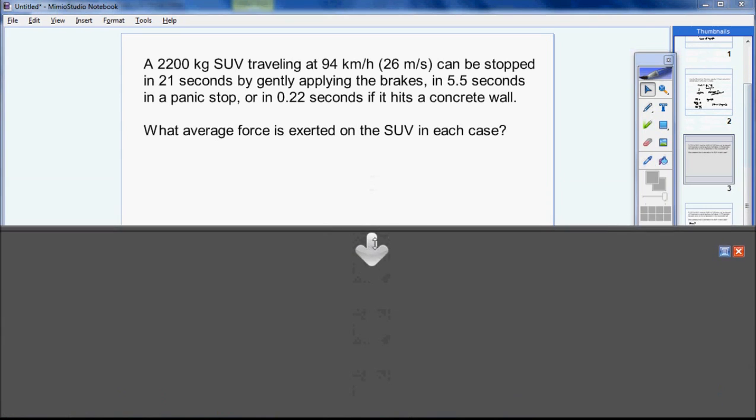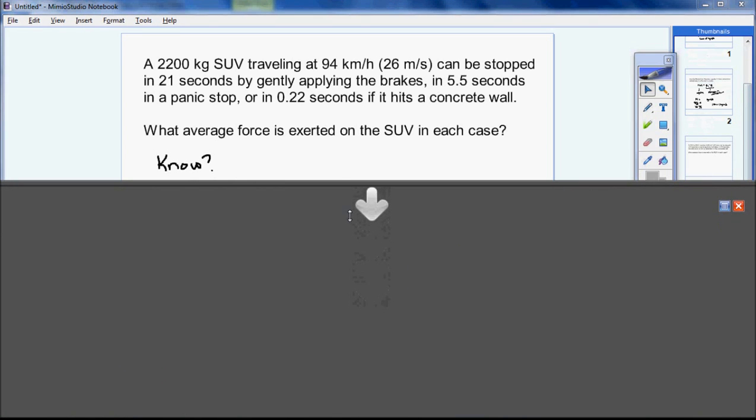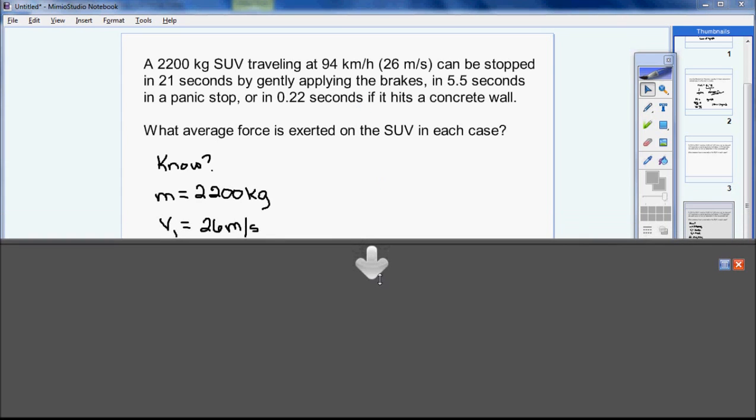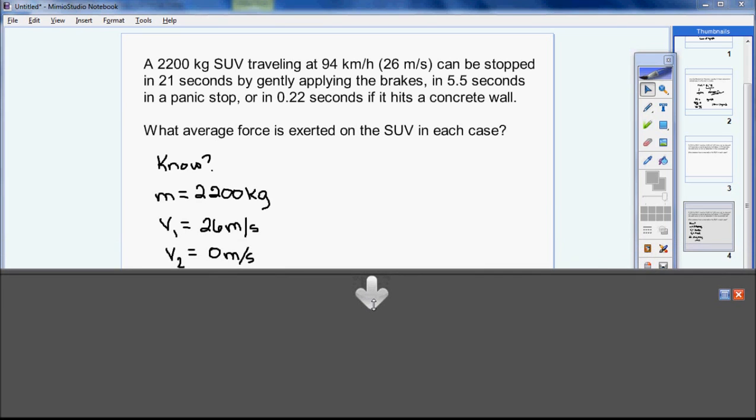Okay, so let's organize some information here. What do we know? First of all, we know the mass of the SUV. That's not going to change. Even when it hits the concrete wall, even if a piece or part flies off, we're still talking about the SUV as a whole. We know the starting velocity. That's pretty easy to find: 26 meters per second. We're going to use the meters per second value because all of the equations are using the standard velocity, which does turn out to be meters per second. The ending velocity is hiding, but it is in the problem. It says that it can be stopped. So the end result in each one of these three cases is that the SUV stops, and the stopping velocity is 0 meters per second.